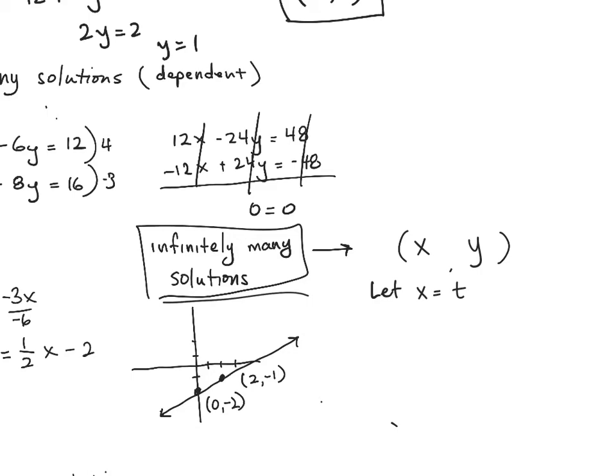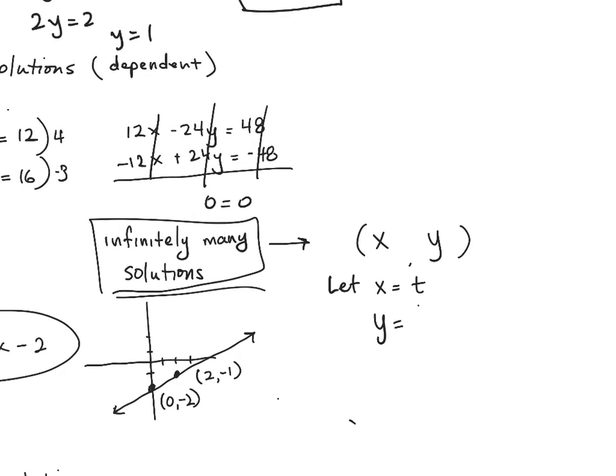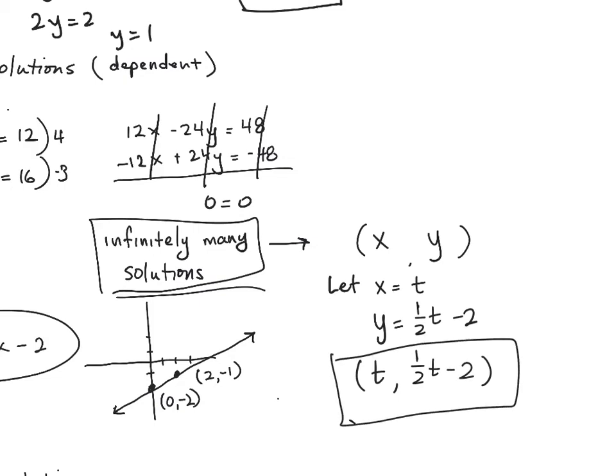And then we solve for y, which we already did right here. Y is equal to 1/2 x minus 2. Y is equal to 1/2 t now minus 2, because remember we're letting x equal t, so I just replace the x with a t. So then our solution, instead of x comma y, we replace the x with a t, and it becomes t. And then instead of the y here, we replace that with this, 1/2 t minus 2. And this is the solution to the system of equations in terms of the parameter t.